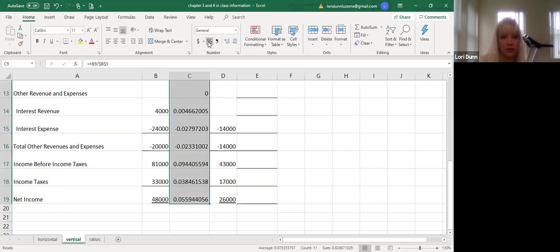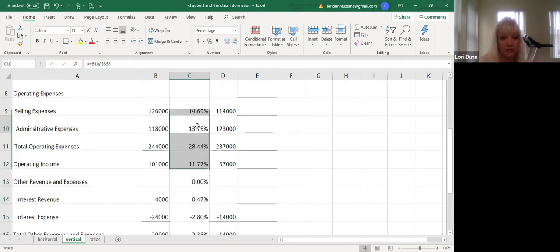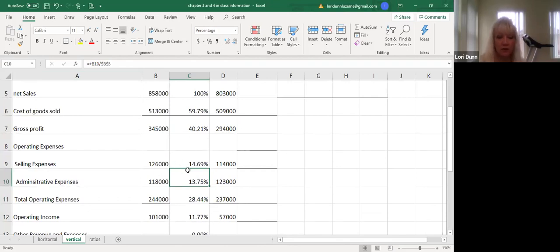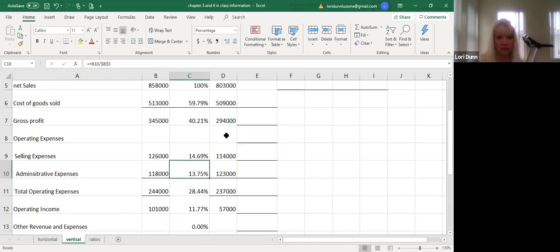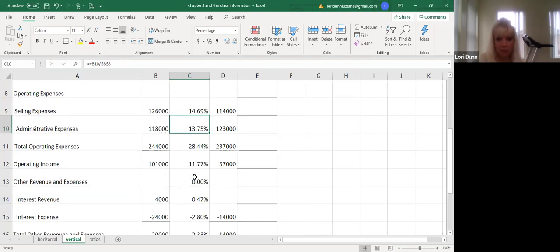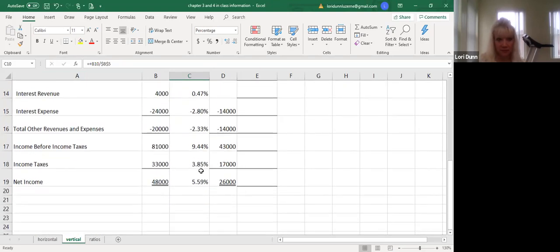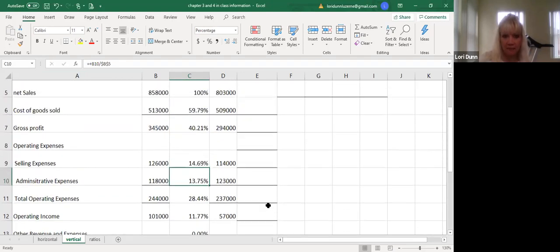I'm just going to select those all, make them percentages, and very quickly now I can see what percentage my selling expenses are of my sales, what percentage my administrative expenses are of sales, what percentage of operating income I maintain in the company, and then net income. There's our profit margin. What percentage of sales remains as net income after all the expenses and other items are accounted for. So it tells us a lot about what's happening within the year.